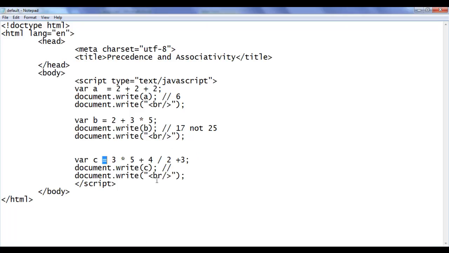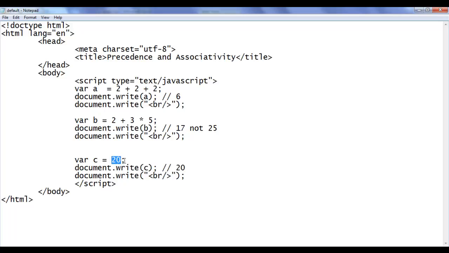So in this place 3 into 5 is going to be evaluated first. 3 into 5 is 15. Then 4 divided by 2 is going to be evaluated. 4 divided by 2 is 2, right? So 15 plus 2 is going to be evaluated left to right. Plus operators are there. Left to right associativity the plus operator has. So 15 plus 2 is 17. 17 plus 3 is going to be 20. 20 will be assigned to C. We get the output here 20 on the screen.